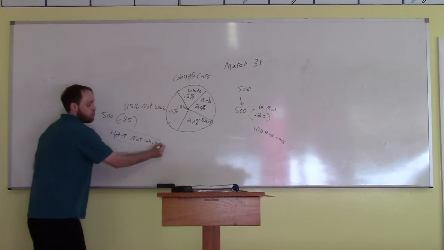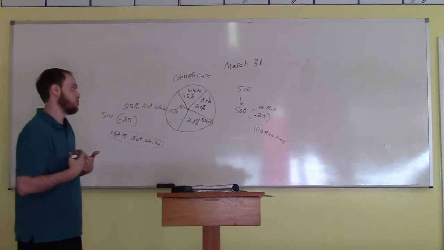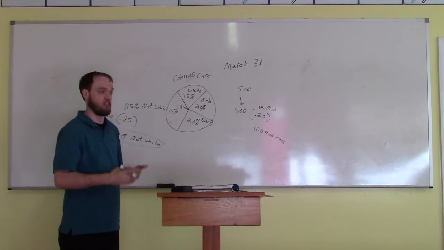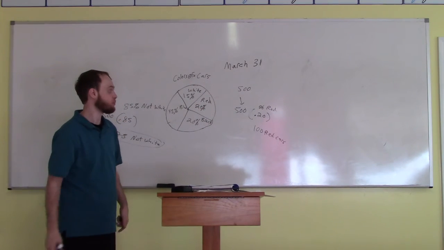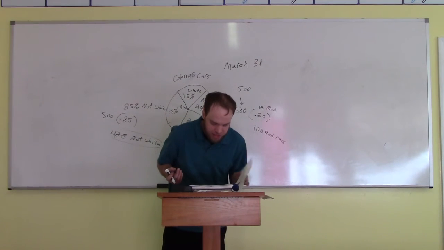So again, pretty simple as far as what we're doing. It just depends on what they're asking you is what you look at. So if they ask you particularly for red, then you do red. If they ask you for not something, then you add up the others. All right, so that is the first part of the lesson.